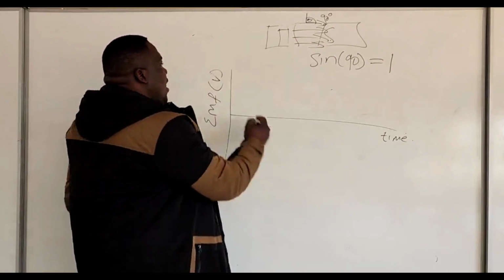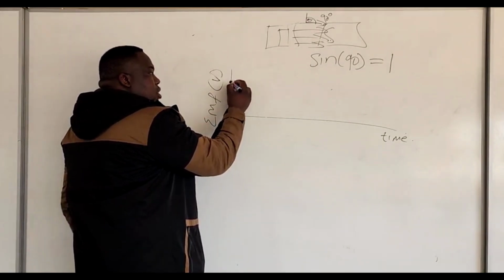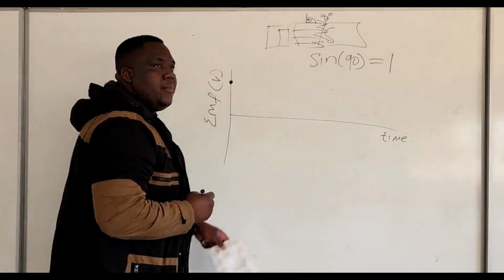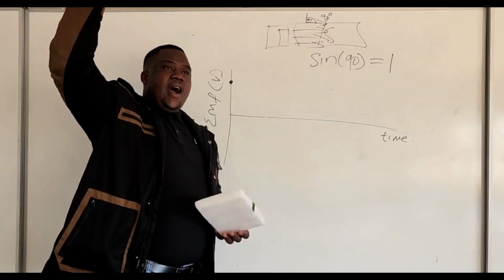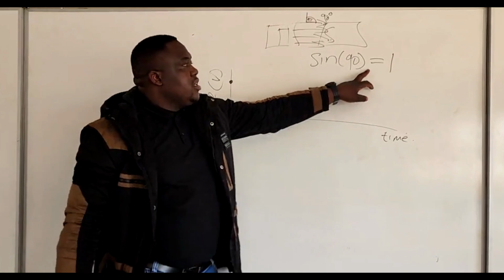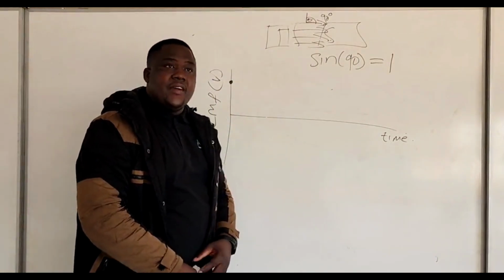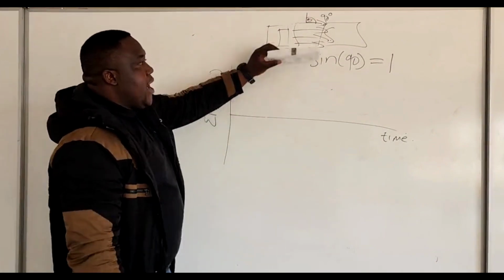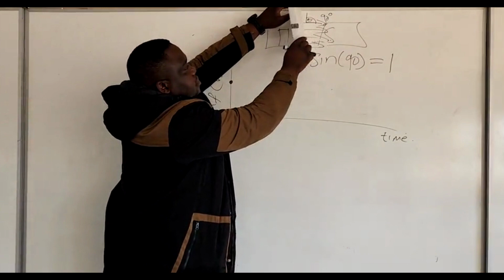So it means that our voltage is going to start from the maximum position. It's going to start from a point which is high, because sine 90 equals 1. It is different from that one of current. Then what will happen? Then the loop turns.